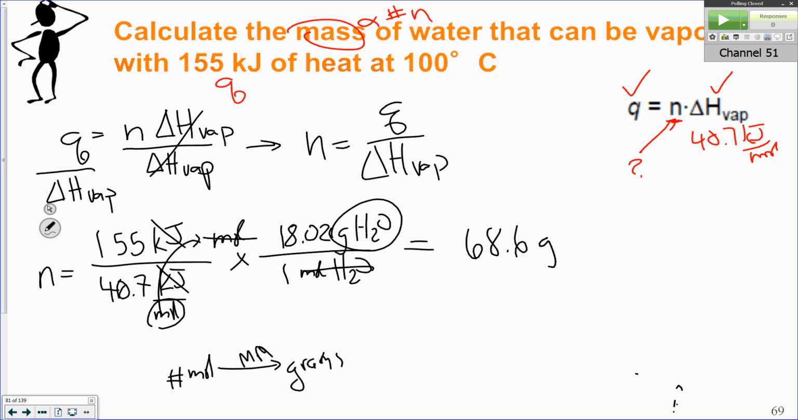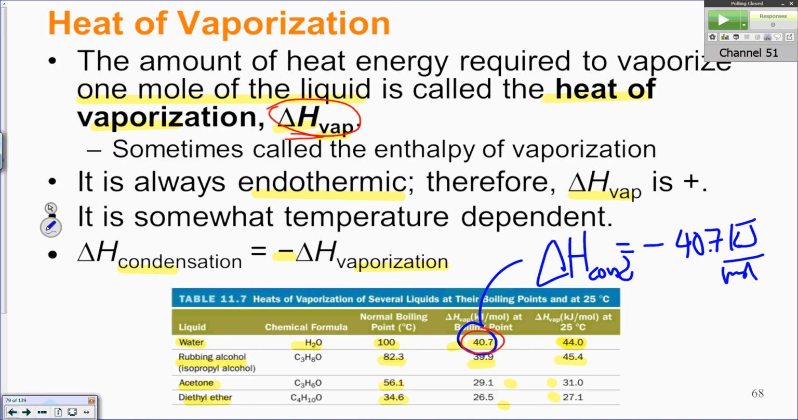And go into 3 significant figures: 68.6 grams of water. Right. If it would have been at 25 degrees, just a variation of the problem you might have to look for. If instead of at 100 it was at 25 degrees, the way I would have to change the problem is I would have to use the molar heat of vaporization at 25 degrees.